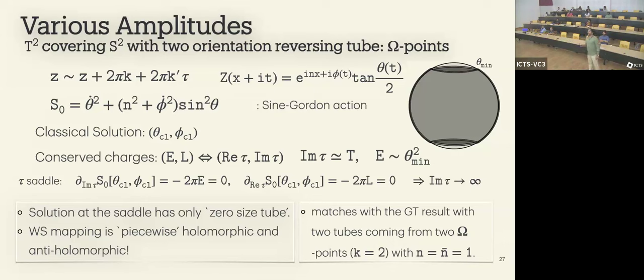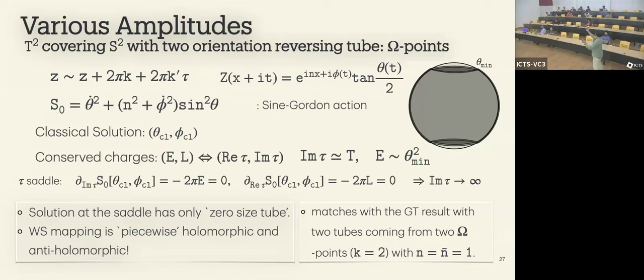I will not explain why or how this is working, but I would say that if you put this axion back in S0, it gives you a sine-Gordon model. It's easy to solve and was well known previously. There are two conserved charges, E and L, which are related to the real part of tau and the imaginary part of tau. This energy is related to theta minimum squared.